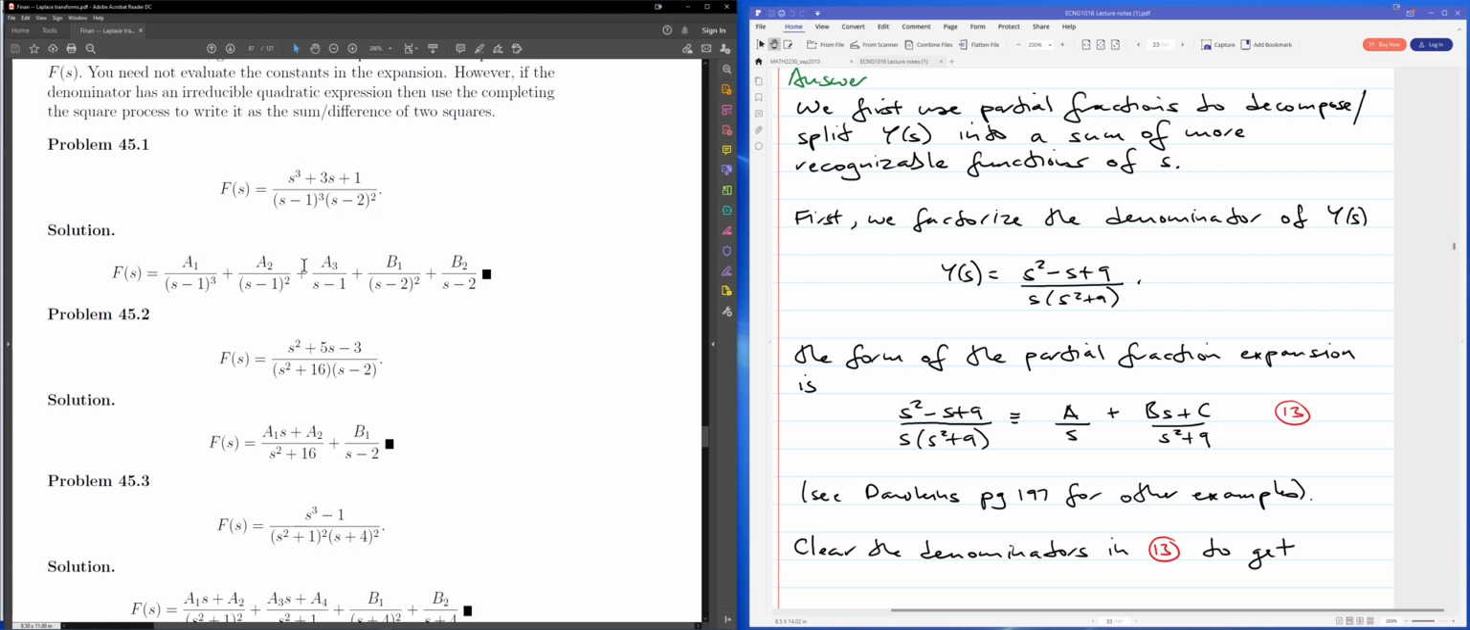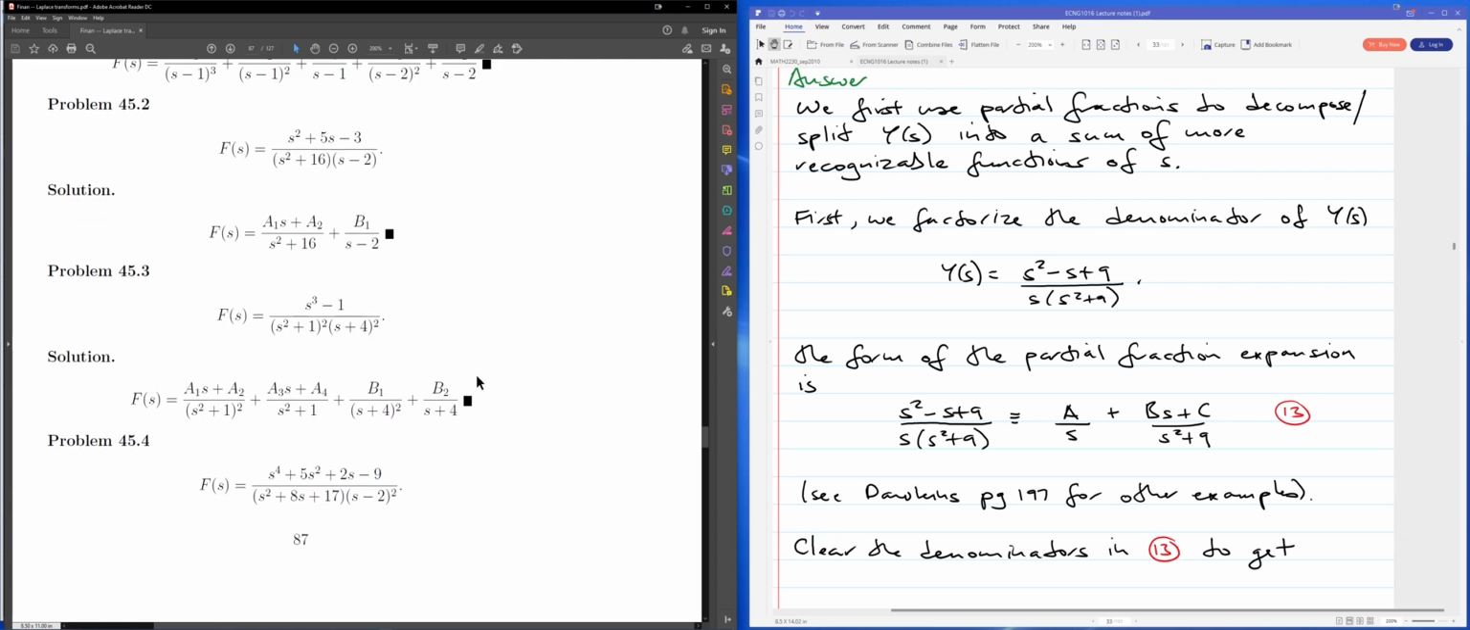And in each of those cases, you're going to have a constant on top. Notice it's a different constant. They're calling it a1 over here, a2 over here, and a3 over here. Okay, so that's for the s minus 1 cubed. And for the s minus 2 squared, you're going to have two fractions here. One would be for the s minus 2 and one would be for the s minus 2 squared, and both of them have a constant on top here.